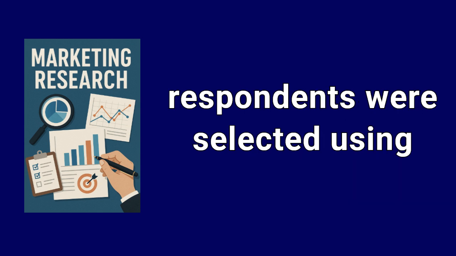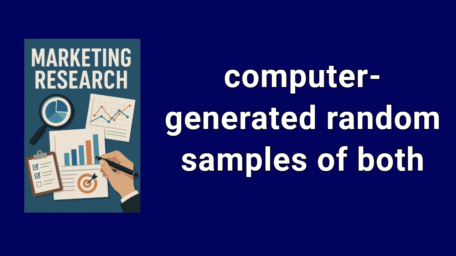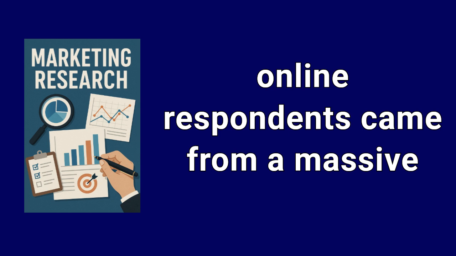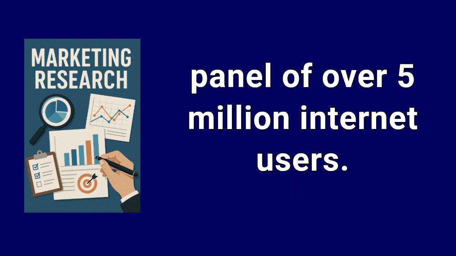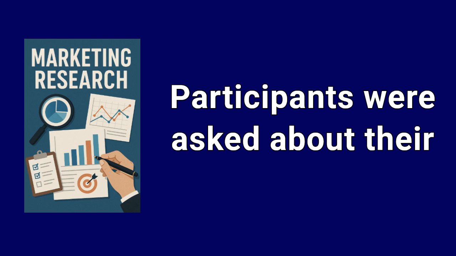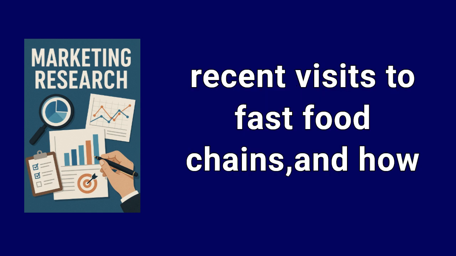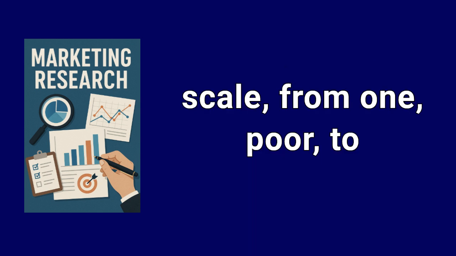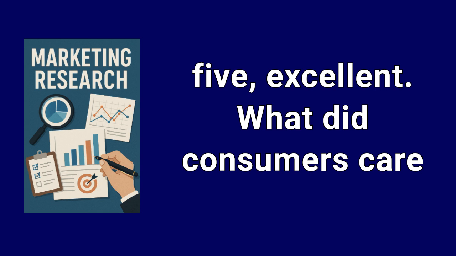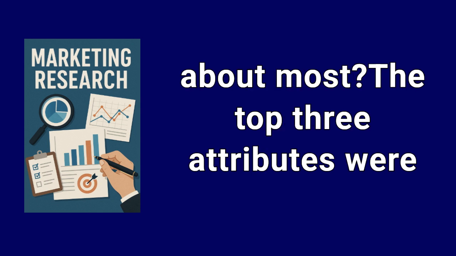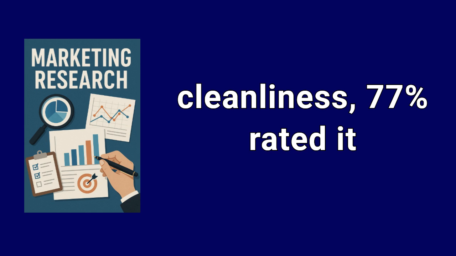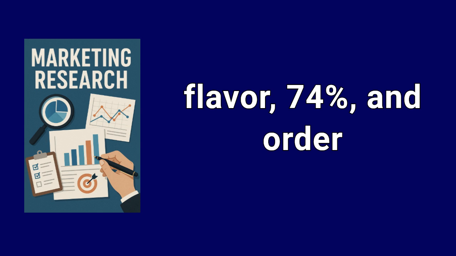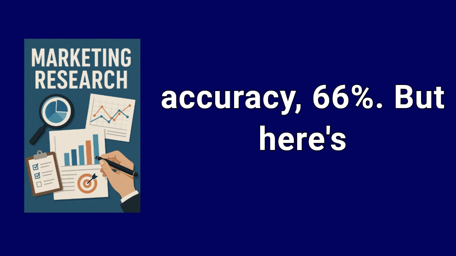Their methodology was solid. Phone respondents were selected using computer-generated random samples of both listed and unlisted numbers, while online respondents came from a massive panel of over 5 million internet users. Participants were asked about their recent visits to fast food chains and had to rate their experiences on a 5-point scale, from 1, poor, to 5, excellent. What did consumers care about most? The top 3 attributes were cleanliness, 77% rated it extremely important, food taste and flavor, 74%, and order accuracy, 66%.